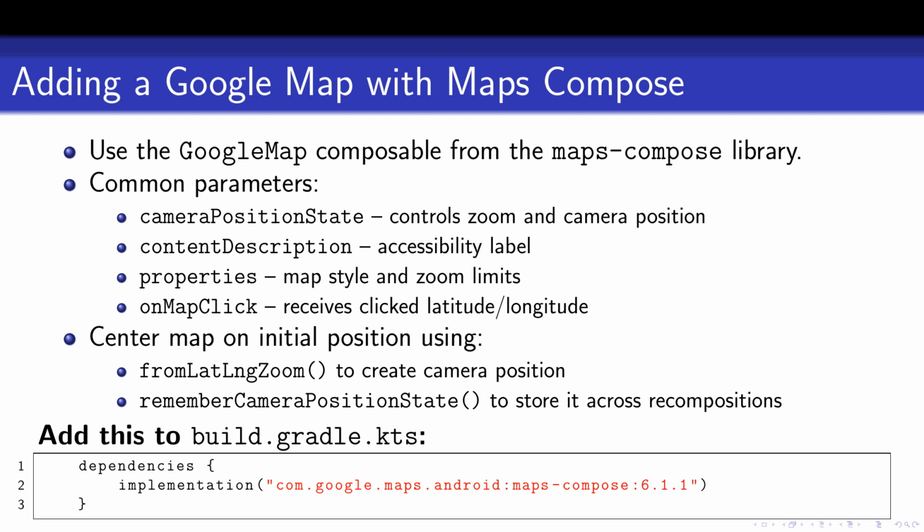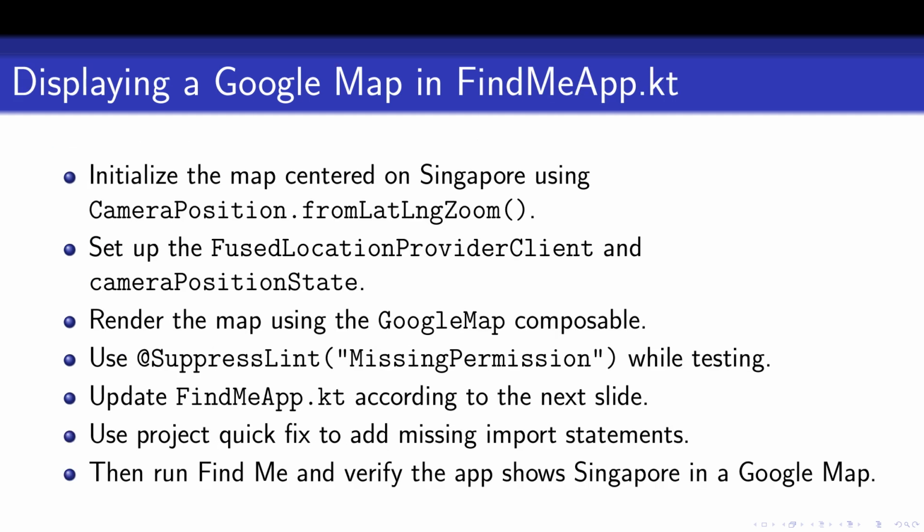Before using this API, ensure that the dependency for Maps Compose 6.1.1 is added to your Gradle build file so your project can access the necessary components. Next, let's integrate this Google Map into your actual application layout.